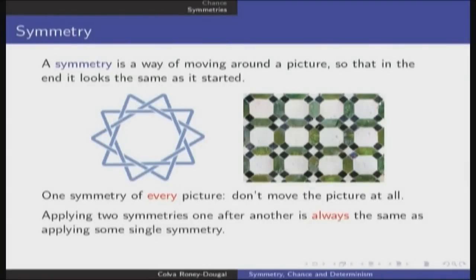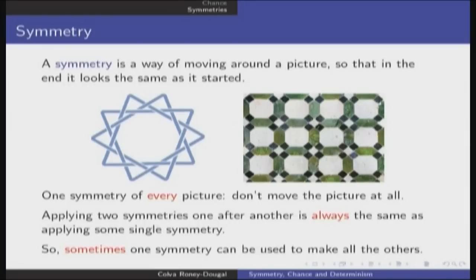Sometimes, therefore, we can combine symmetries, do one and then do another one. Sometimes, therefore, one symmetry can be used to make all of the other ones. So with this star, if I pick the symmetry that's just move it around 1 point, and I allow myself to do that as many times as you like, I can eventually get that 1 point to every single point of the star. Conversely, with the tiles, it's a little bit harder to see, but because I've got infinitely many moves up the way, and I've also got infinitely many moves sideways, there isn't any one symmetry that's going to let me make all of the others. So sometimes one symmetry will make all the rest. Sometimes it won't. Okay. Here's our first classification of symmetries.